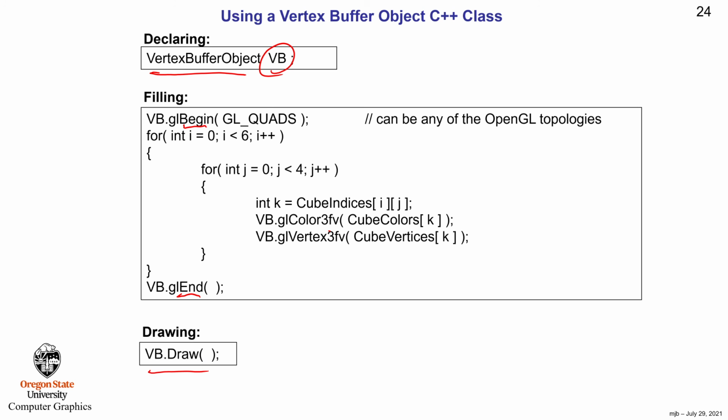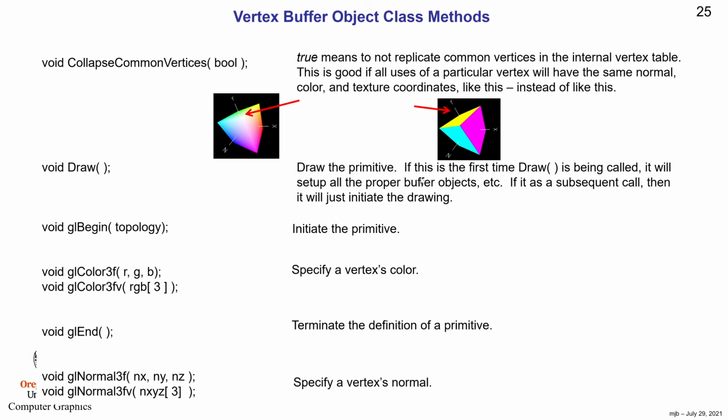So you don't have to worry about the size, the strides, the offsets. Just fill it up like you already know how to do. And then when you say draw, the first time you say draw, it sends the vertex buffer object over to the GPU. And then every other time you say draw, it just draws what's already there. These are the class methods. You have this code. It's in the downloadable files part of the resources page. Have at it if you'd like.